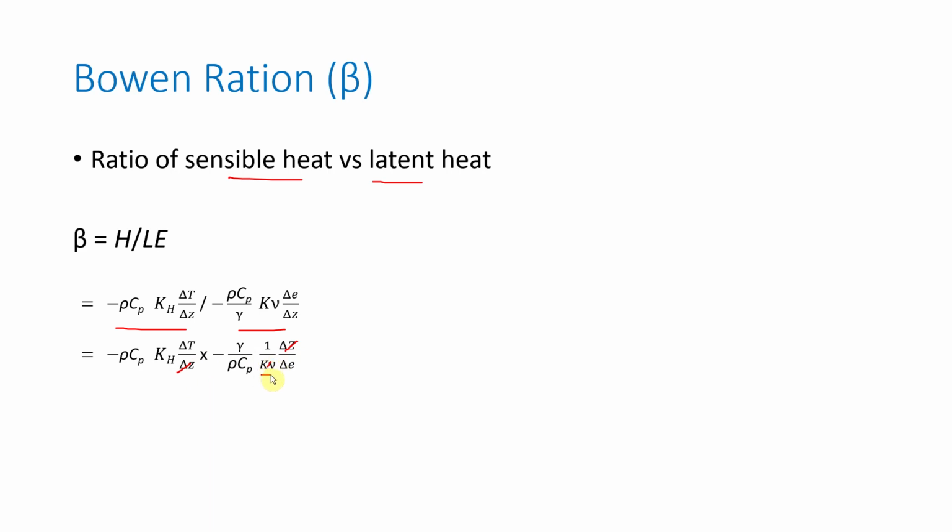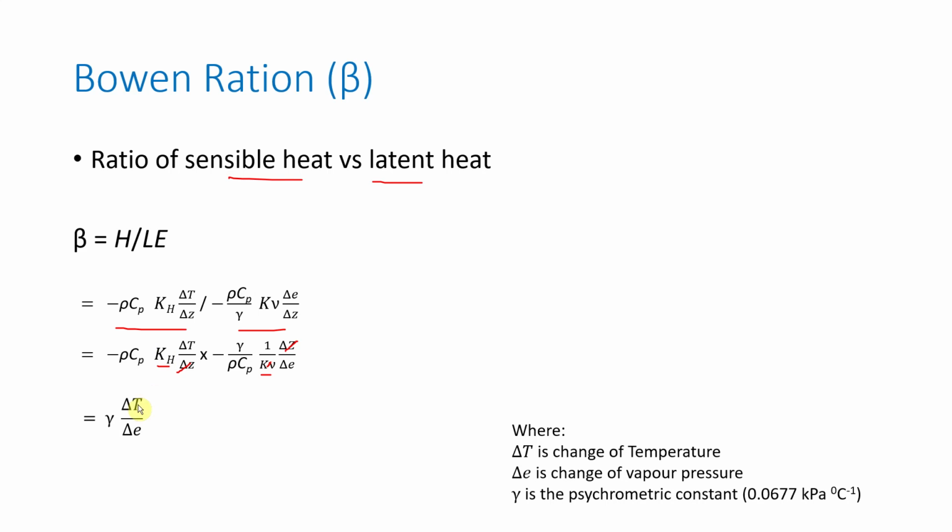The only thing important to know is that KH and K nu are both identical. So we can cancel these as well to get delta T over delta E times gamma, which is the psychrometric constant, is our Bowen ratio.